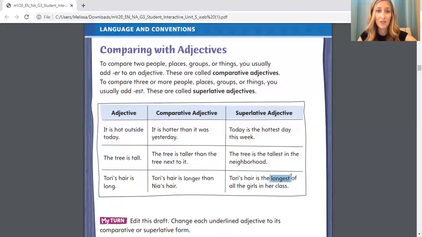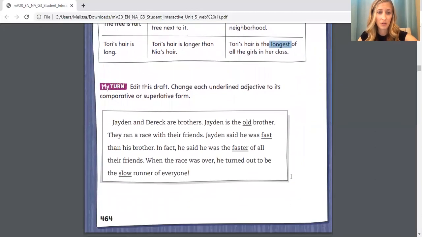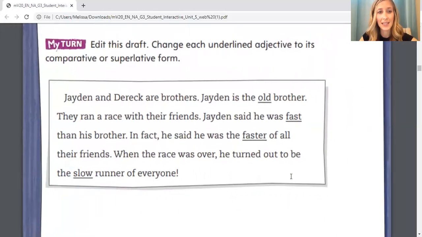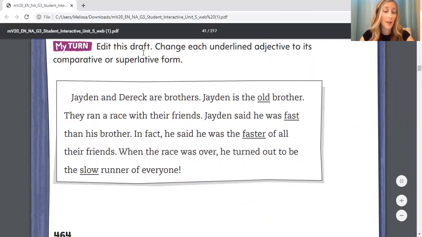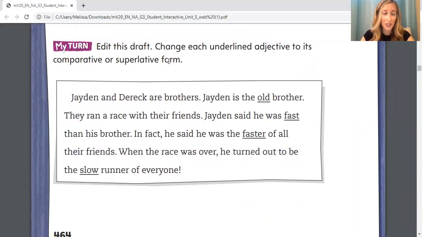All right. After you finish reading those examples on your own, your job is to edit this draft. You need to change each underlined adjective to its comparative or superlative form. I'm going to read this to you once so you can hear it. I'll do one example with you, and then the rest is for you to do on your own.